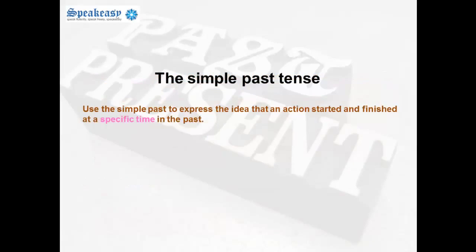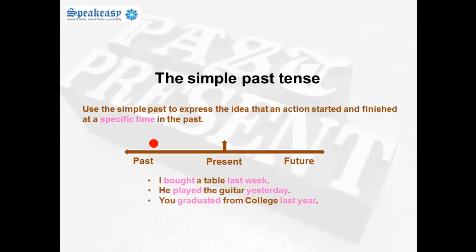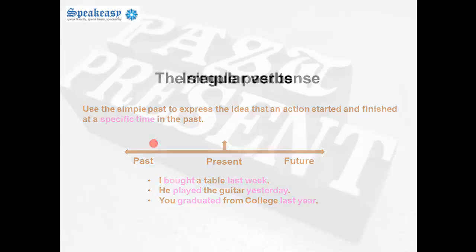Use the simple past to express the idea that an action started and finished at a specific time in the past. I bought a table last week. He played the guitar yesterday. You graduated from college last year.